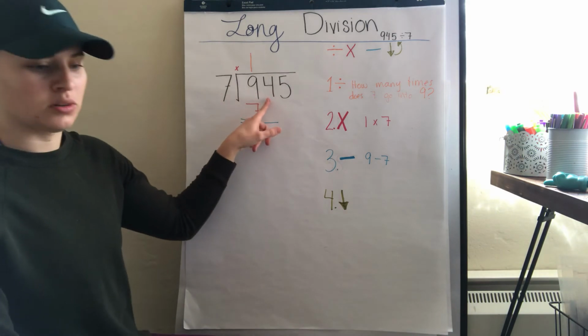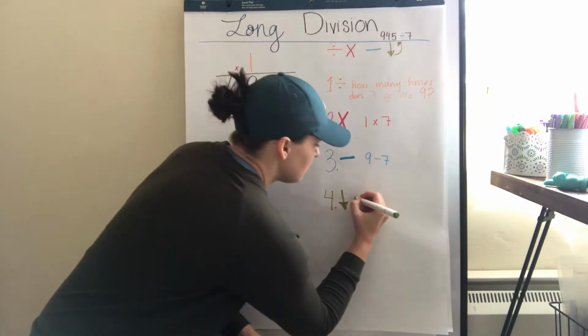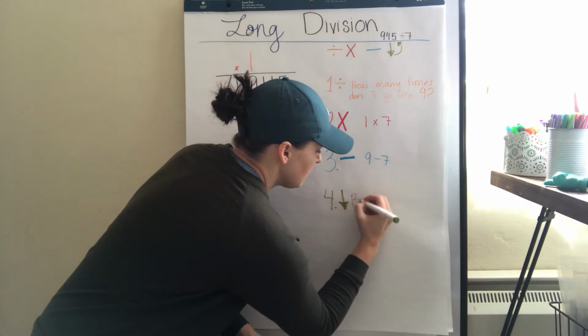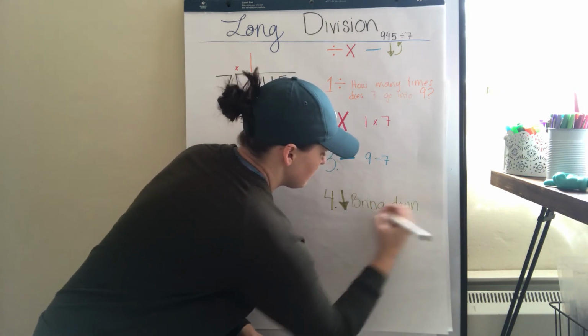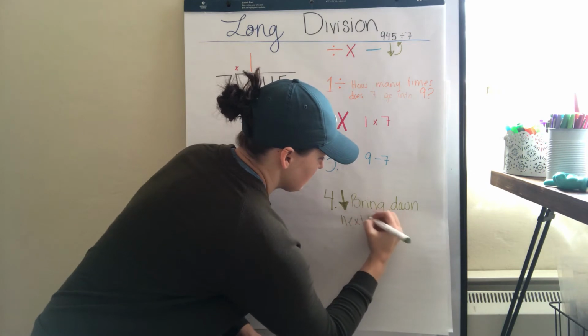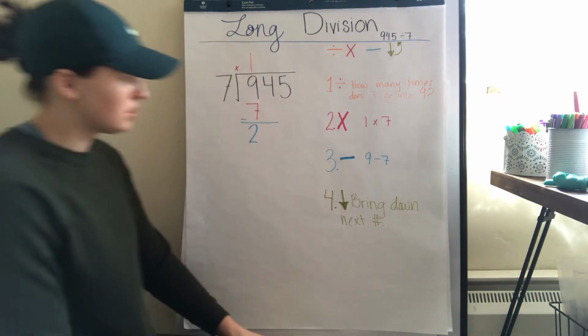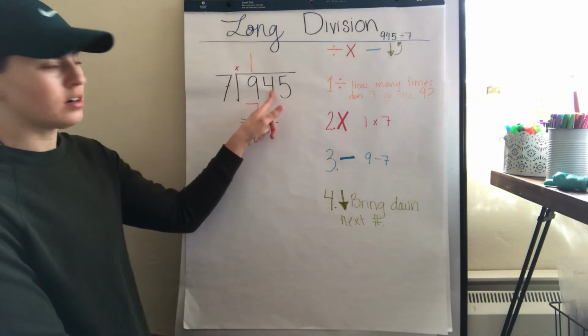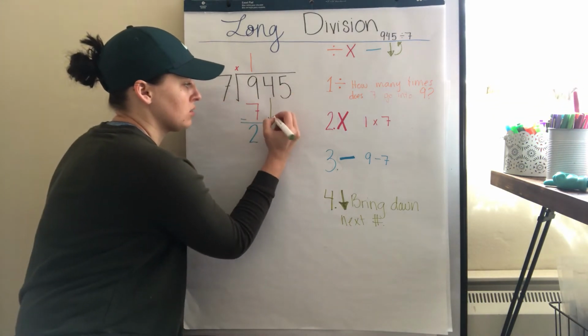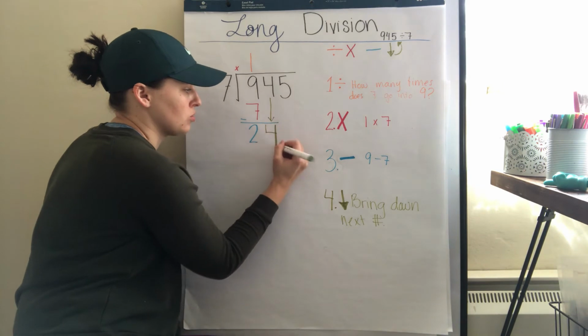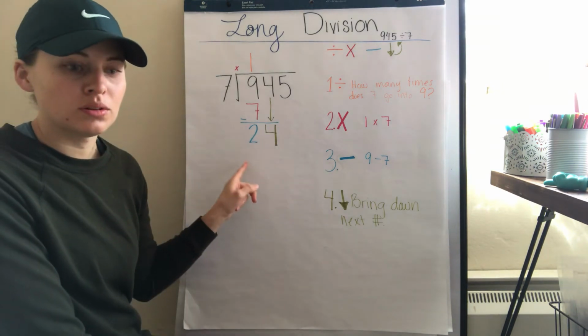So the next number we bring down, the next number is our 4. So we're going to bring that down so it's lined up with our 2. So now we don't have 2 anymore, we have 24.